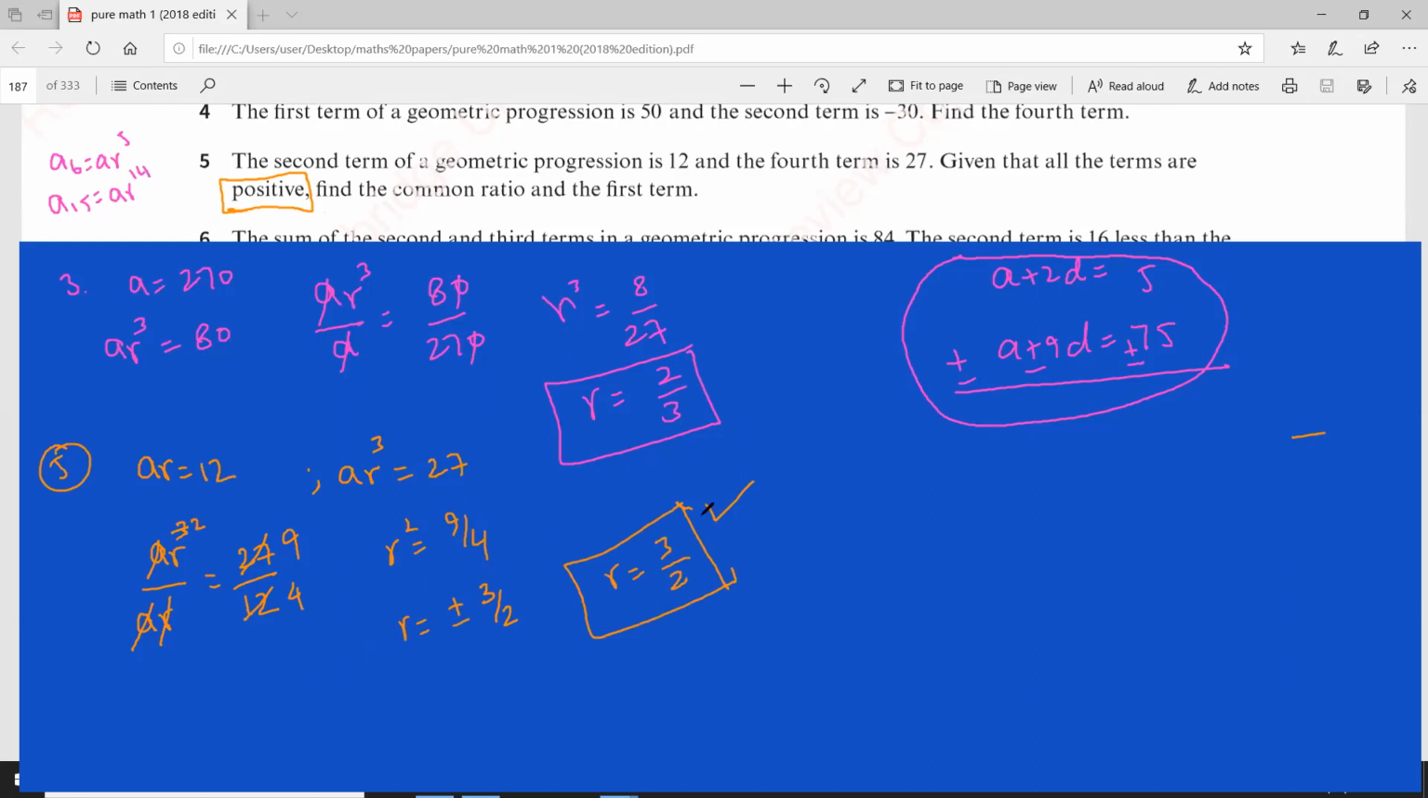Then it says find the first term. You can put your R here. So this is going to be A into 3 by 2, that is equal to 12. So this A is going to be 8. That is the complete solution of this fifth question.